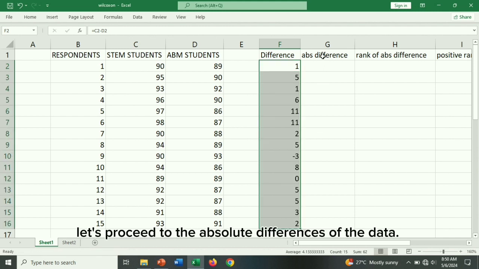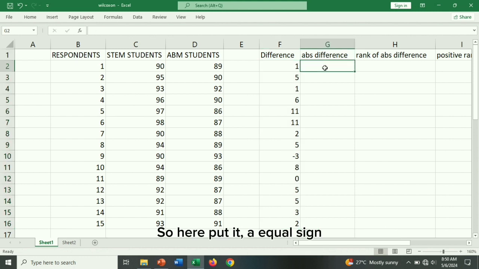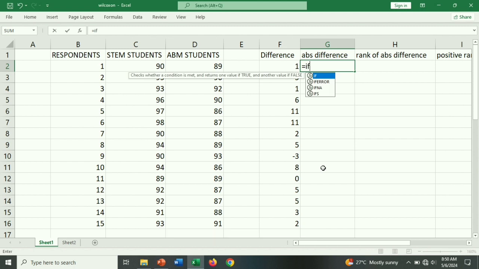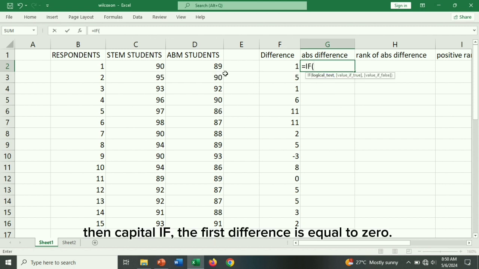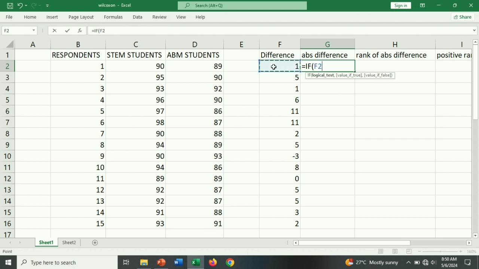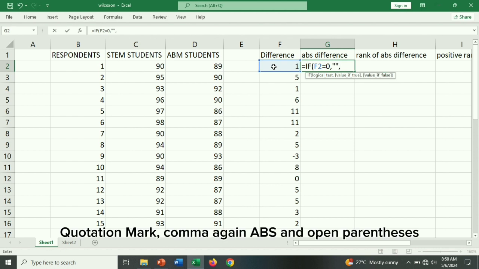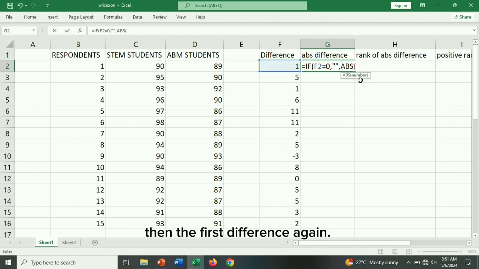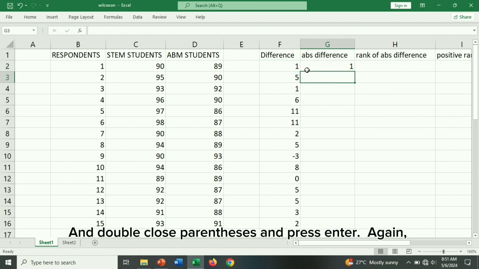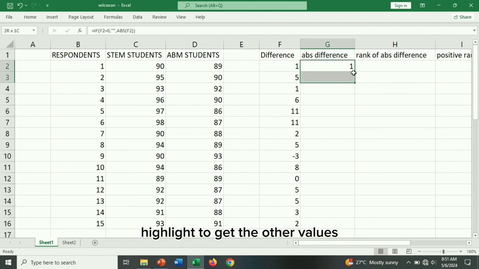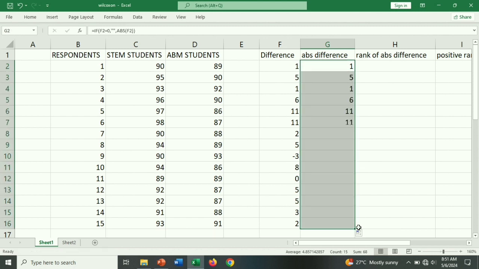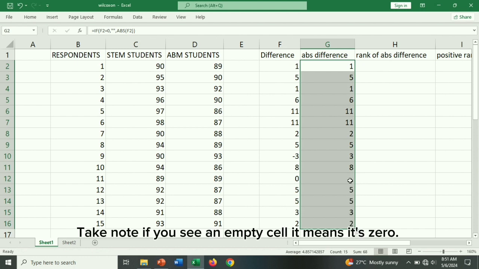Now, let's proceed to the absolute differences of the data. Here, put the equal sign, then IF the first difference is equal to 0, comma, quotation marks, comma again, ABS, and open parentheses, then the first difference again, and double close parentheses, and press enter. Again, highlight to get the other values. Take note, if you see an empty cell, it means it's 0.